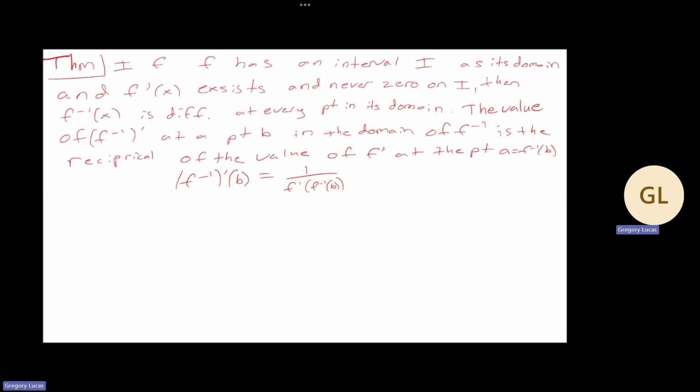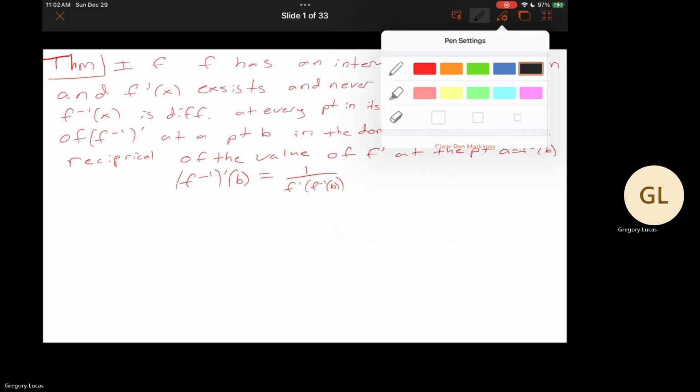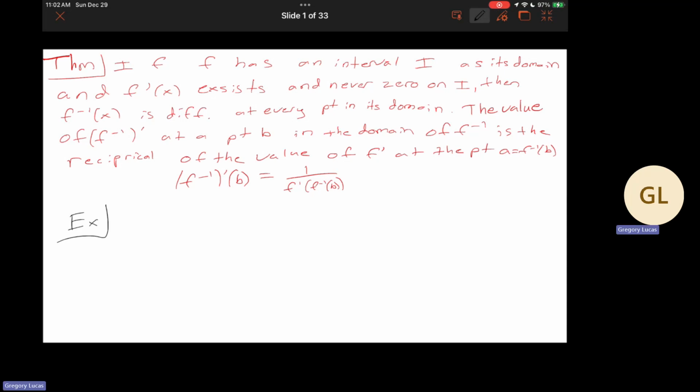All right, so let's look at an example. So we're going to be able to evaluate basically by taking the derivative and evaluating at a point instead of having to find the inverse of a function. So let's look at an example. All right, so let's say f of x is x squared. We'll say x is greater than 0. So remember, we have to make sure it's never 0 in its domain. And in this case, we know the inverse. Inverse of x squared, trivially, square root of x.